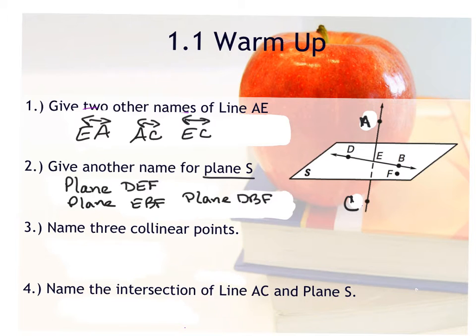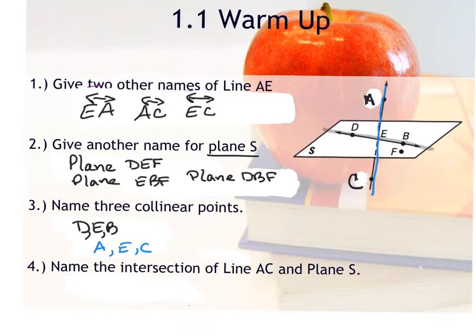3 collinear points, you would need to find points DEB. That would be an example of 3 collinear points. And then we also have a line right here, and 3 collinear points on that line would be AEC. Again, you could list these points in any order.